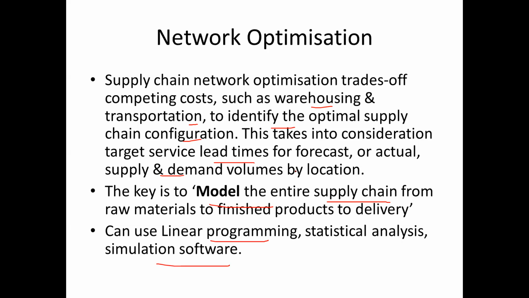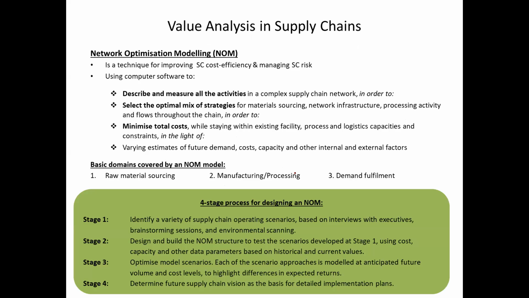So we could try to minimize costs, maximize profits at the minimum service level, and it will tell us maybe how many distribution centers we need, what stocking levels we need, etc. It's quite a complex process. So describe all the activities, select the mix, minimize costs, vary estimates. And there's a four-stage process there. I think my notes have a slight variation on that, to be fair. Not an easy concept.